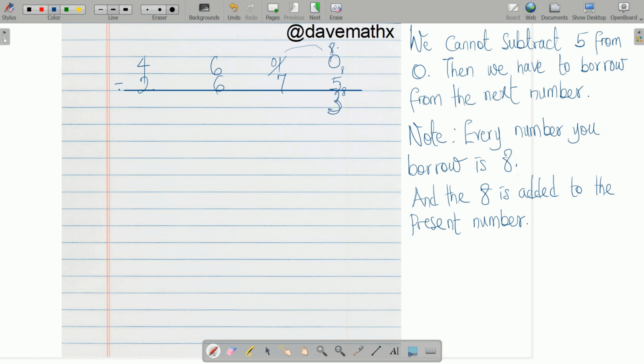which is 3. Since our 1 is now 0, we attempt to borrow from 6 because 7 cannot be deducted from 0. So we have 8 minus 7, which is 1.